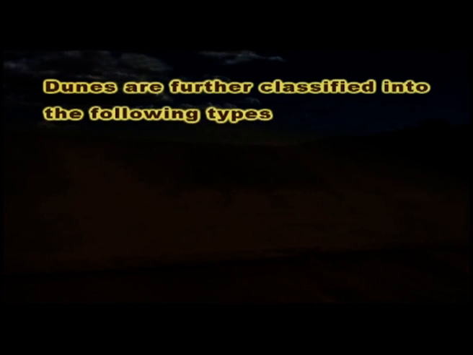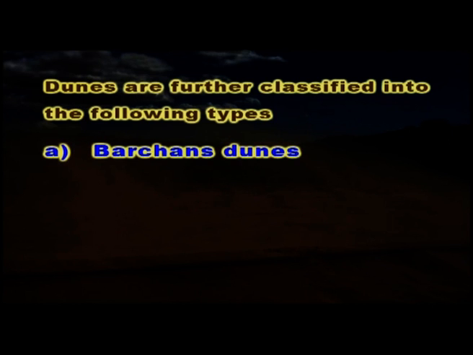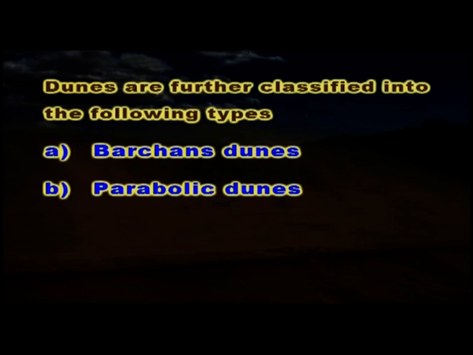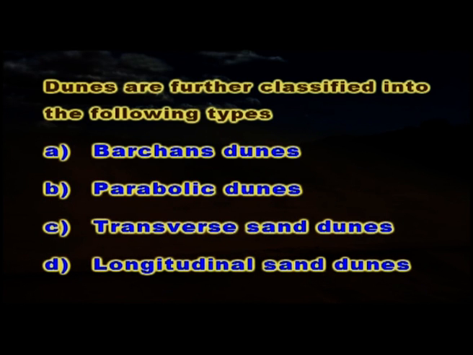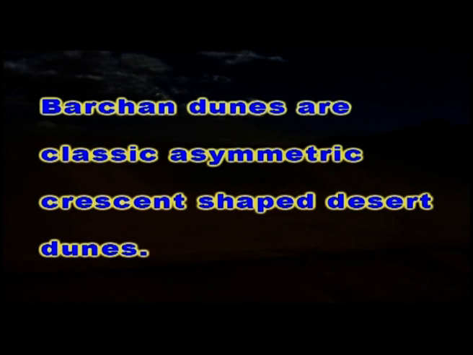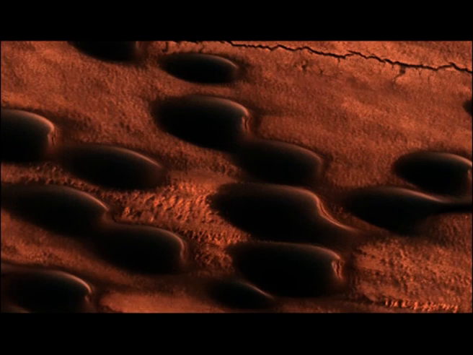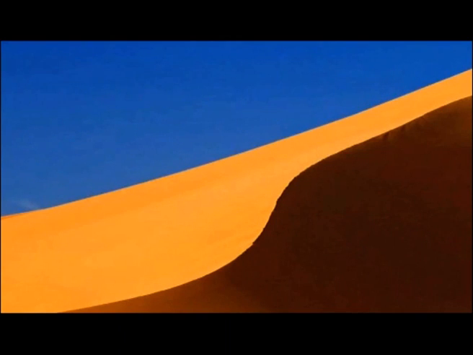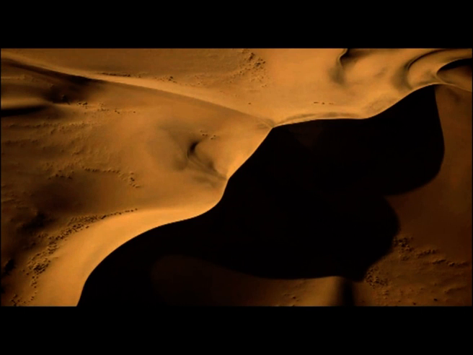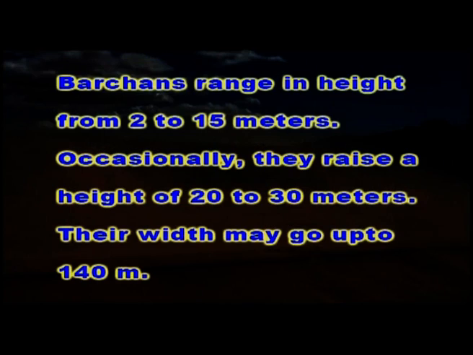Dunes are further classified into the following types: barchan dunes, parabolic dunes, transverse sand dunes and longitudinal sand dunes. Barchan dunes are classic asymmetric crescent shaped desert dunes. Barchans are isolated sand dunes. They freely migrate across the desert plains, maintaining their forms. Their characteristic feature is their wings. They have a long and gentle windward slope and short and steep leeward slope.